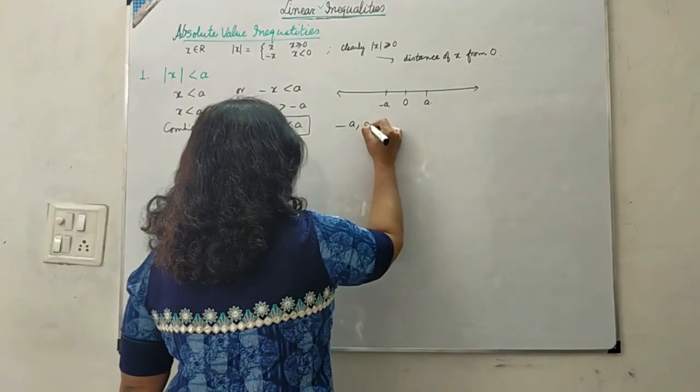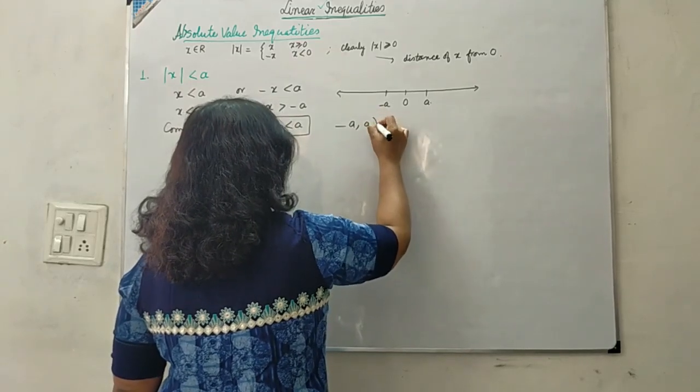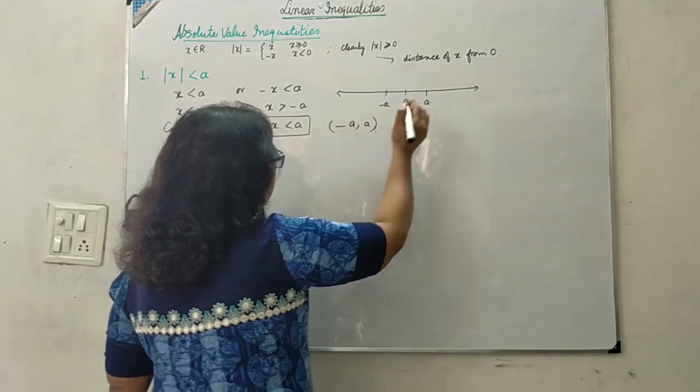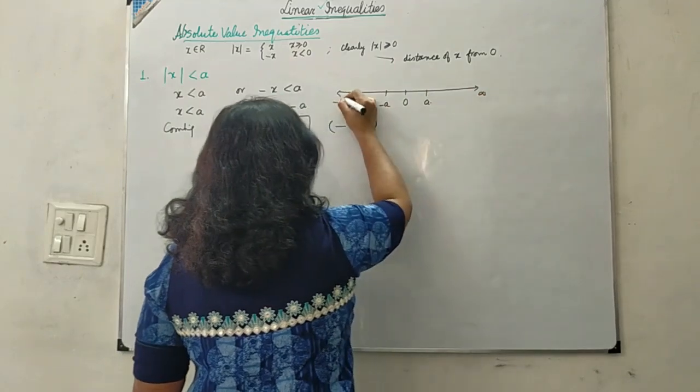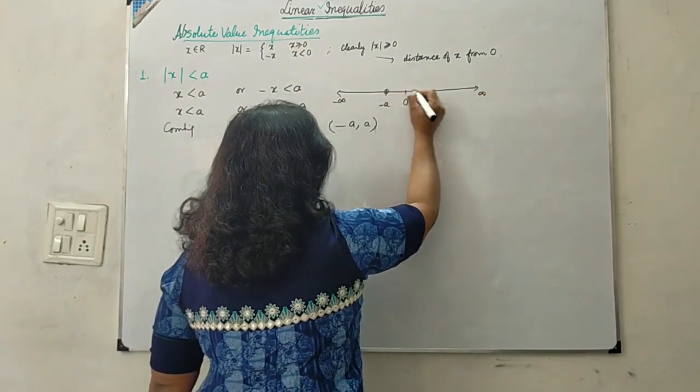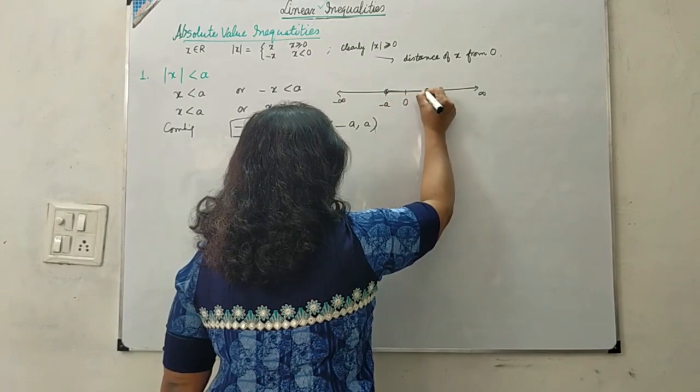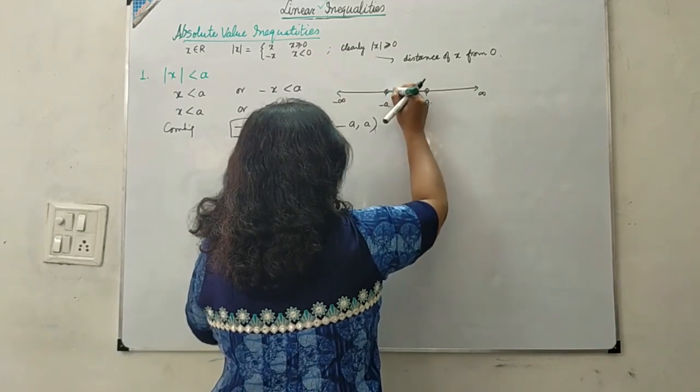That means minus a to a. This is an open bracket, as there was no equality sign there. So on the number line we can have this part, as shown in this number line.